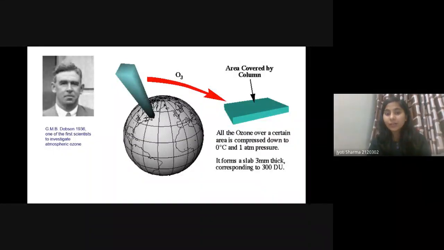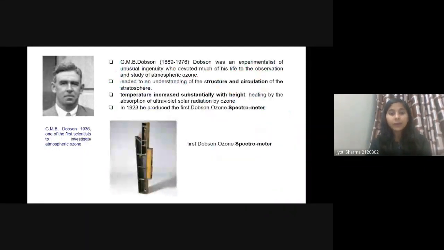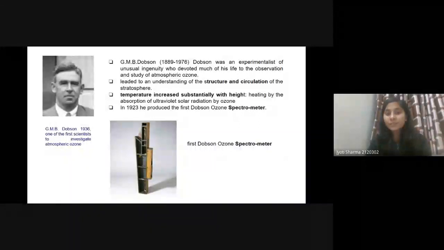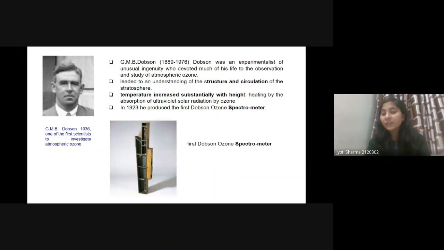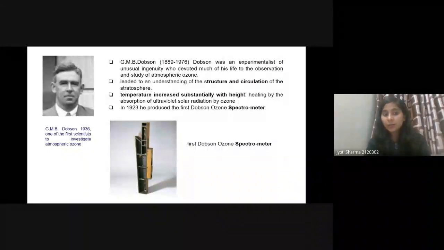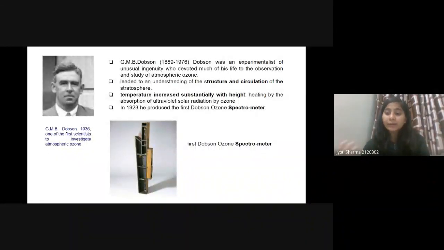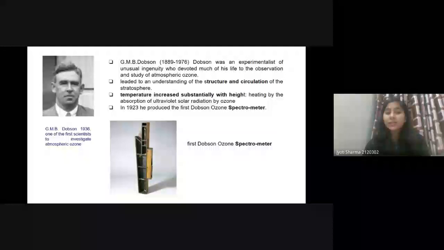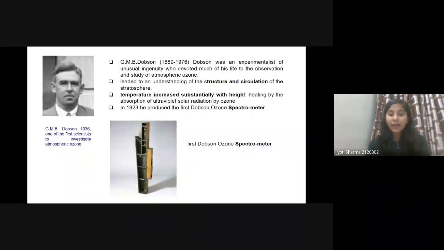So here you can see how we can measure this. This is just the thickness of the slab. Then there is something I wrote about this scientist. The scientist Dobson was an experimentalist of unusual ingenuity who devoted most of his life to the observation and the study of the atmospheric ozone. And he also tried to understand why there is an increase of temperature with the height.